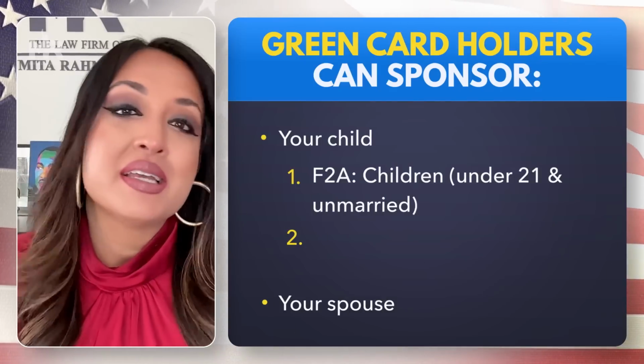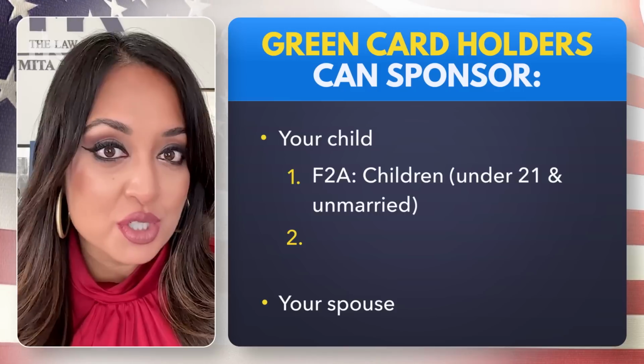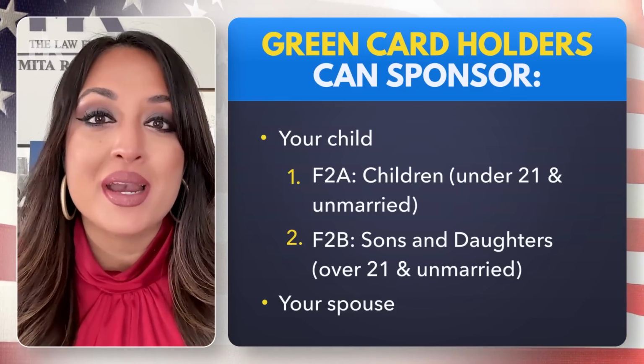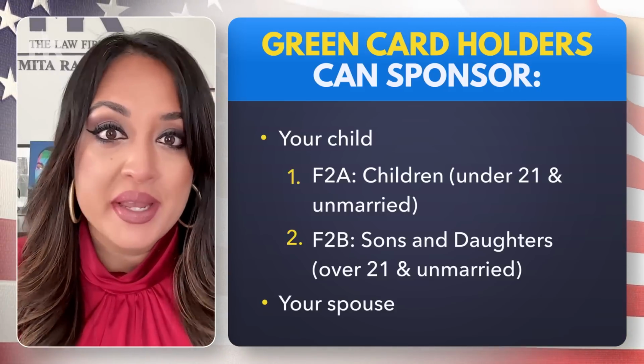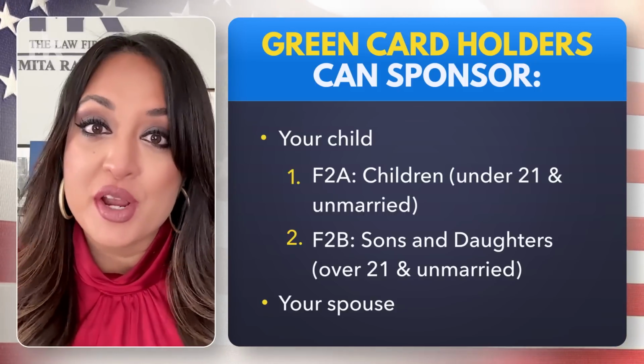The second category that you will be able to petition for as a green card holder are going to be your sons and daughters over the age of 21 as long as they are unmarried. Now, this category is called the F2B category, sons and daughters of green card holders.